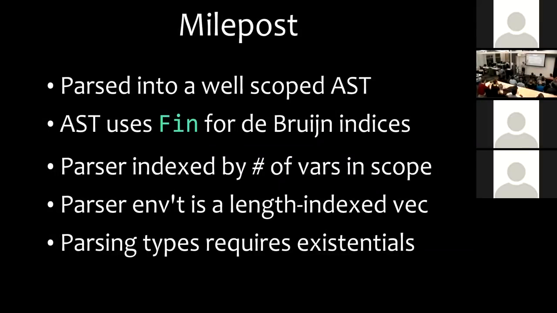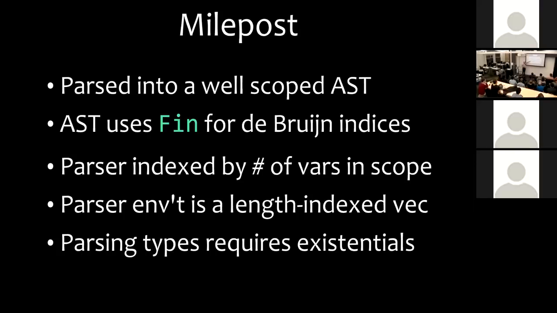So actually, most of what we've seen, most of these bullets, we've gotten a chance to hit. So what we see here is that if we want to have this well-scoped AST, we want that invariant that all of the variables are actually in scope, right? But once we start doing that, we have to do other fancy type things elsewhere. So now we need Fin to be able to do the well-scoped thing.